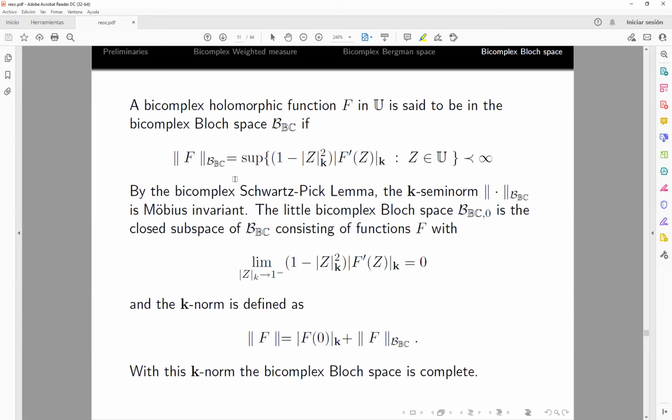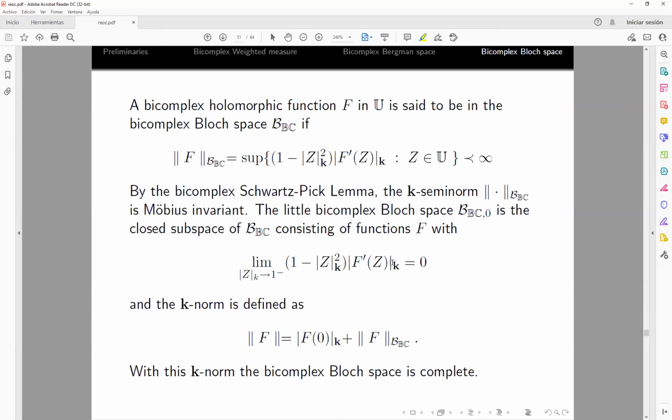We can also prove some bicomplex version of the Schwarz-Pick lemma. And we can see that this bicomplex Bloch space is Möbius invariant. But of course, again, it's necessary to say this is a bicomplex Möbius invariant, in that sense.